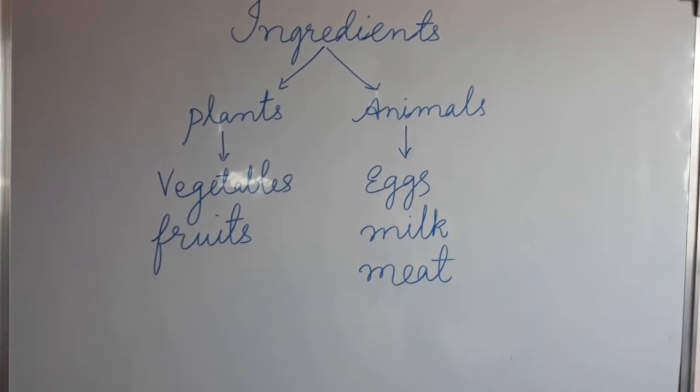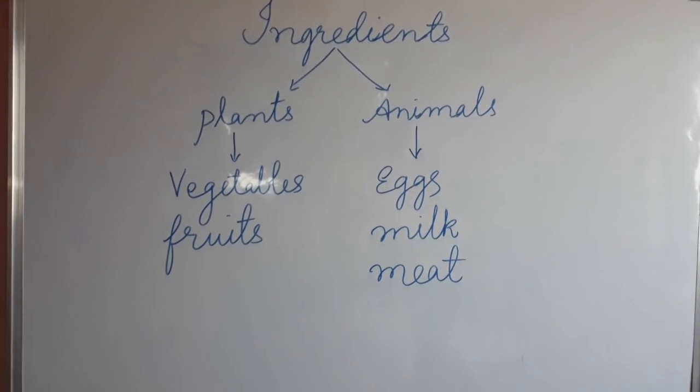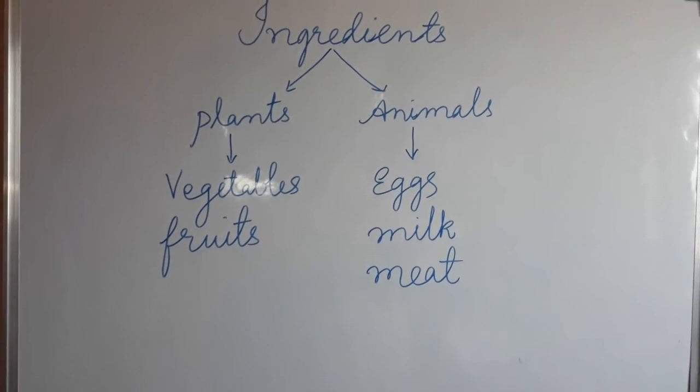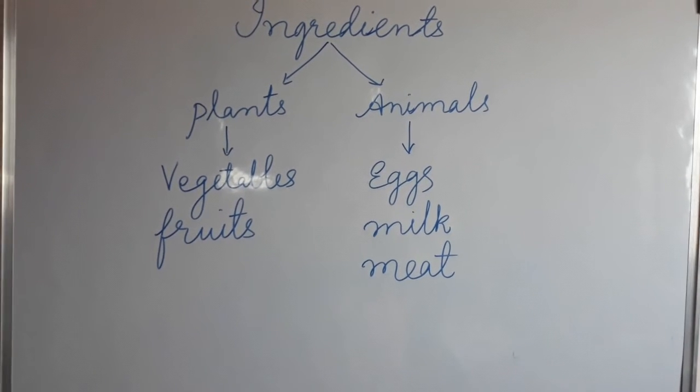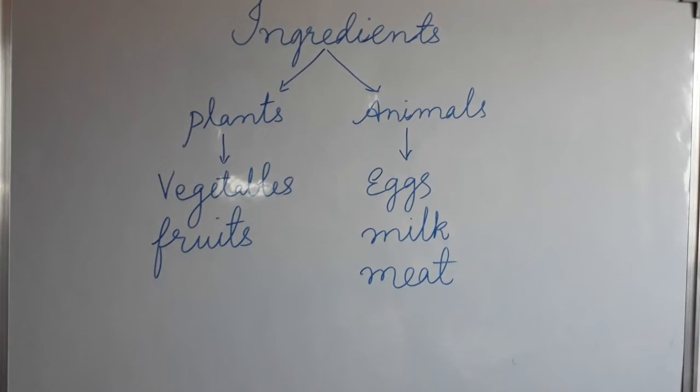Yes, we get an egg from a chick. Small chickens will lay the eggs. And we get milk from the cows and buffaloes and goats. All these are animals. And we also get meat from the animals.